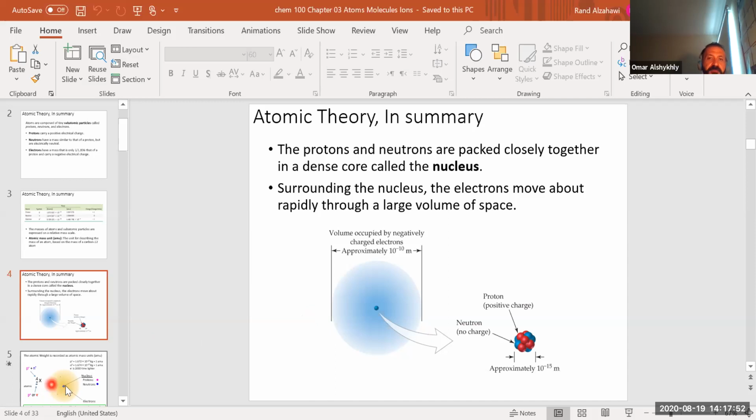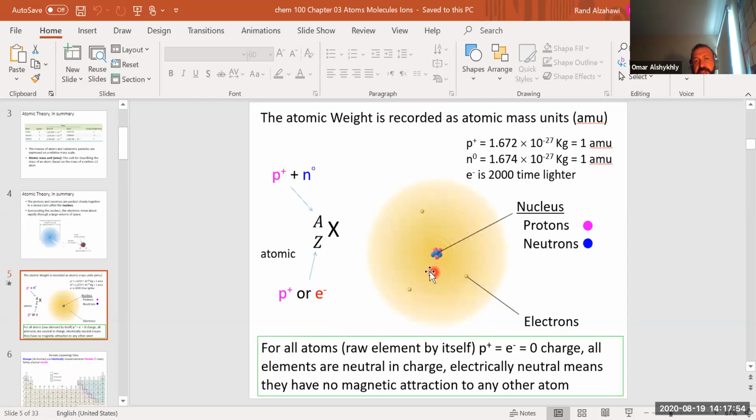Now, for each element in the periodic table, you will see there are two numbers. One number is called the atomic number, and the other is the mass number or atomic weight. The A, which is the mass number or atomic weight, represents the number of protons plus the number of neutrons.